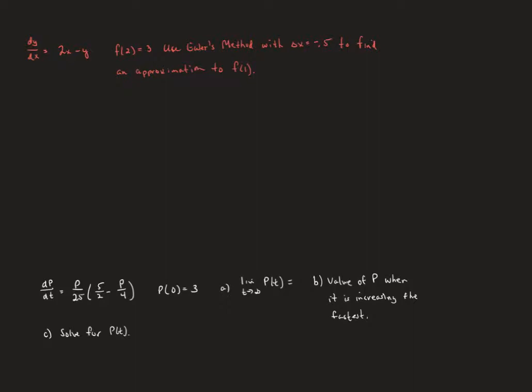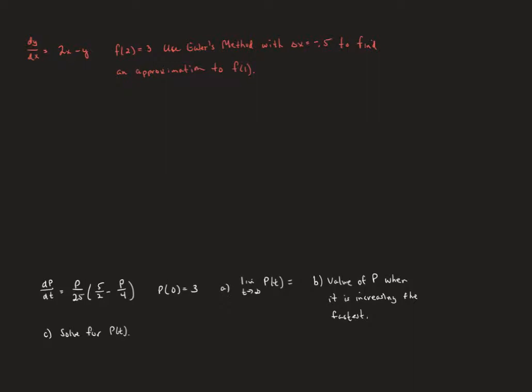Let's do Euler's method here. So we've got a differential equation, dy/dx equals 2x minus y, and we know a starting point, f of 2 is 3. We're going to use our delta x as negative 0.5, and we're going to approximate f of 1. So we're going to have to do 2 approximations.